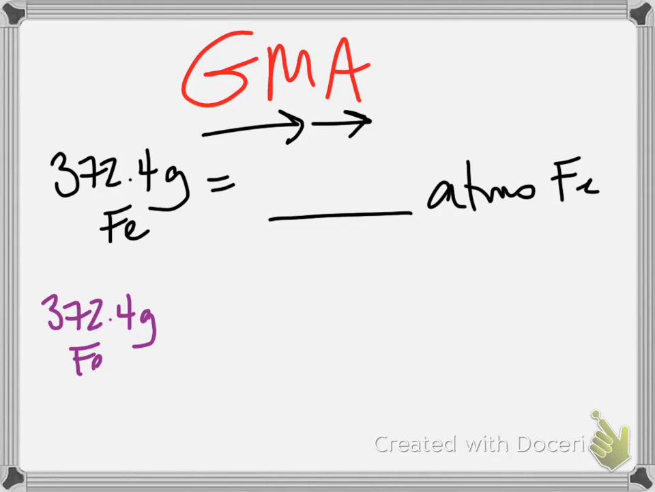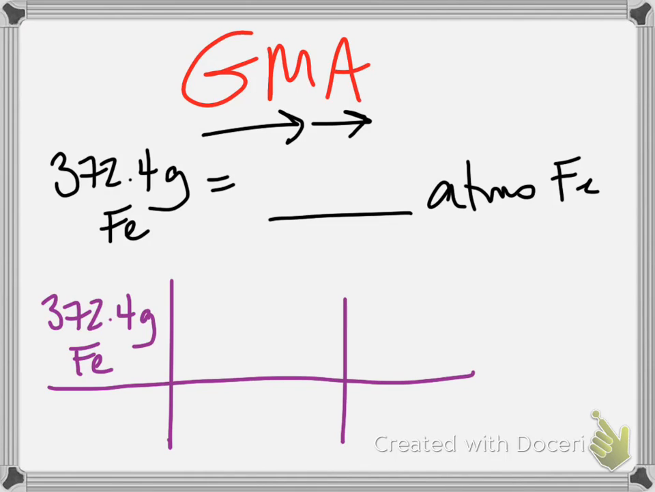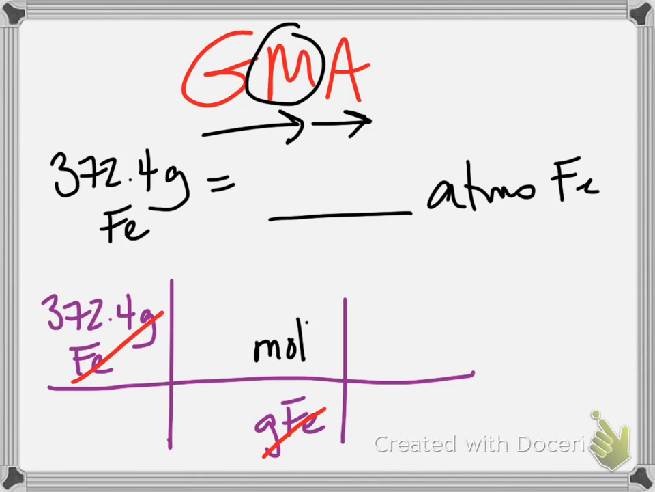372.4 grams Fe. Now, I'm telling you that we're going to have this many boxes. What's going to go down below to cancel? Same unit, same chemical. So this will be grams of iron, which makes those cancel. What do we have to go through always? The value of the moles. Always. So we're going to have moles Fe here. What units and what chemical will go here to cancel? Moles Fe.